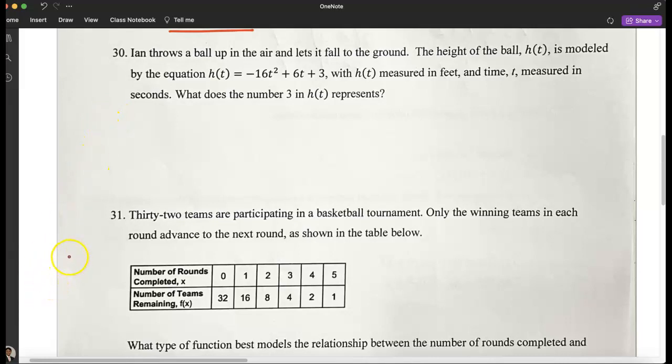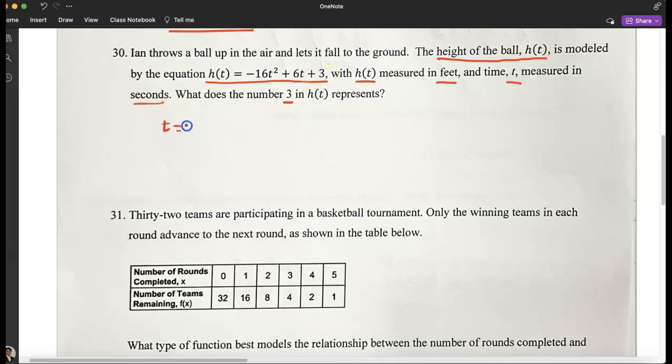Ian throws a ball up in the air and lets it fall to the ground. The height of the ball, h of t, is modeled by the equation h of t is equal to minus 16t squared plus 6t plus 3, with h of t measured in feet and time t measured in seconds. What does the number 3 in h of t represent? The height it was dropped? It is the initial height.